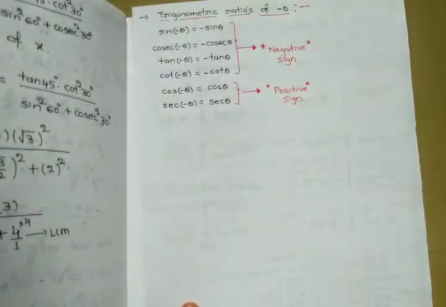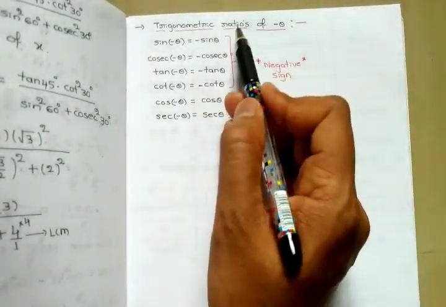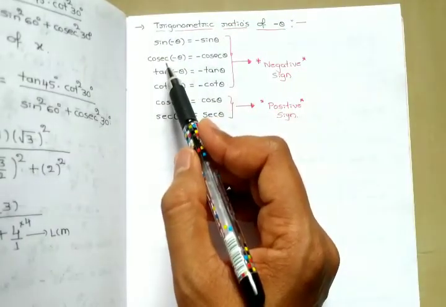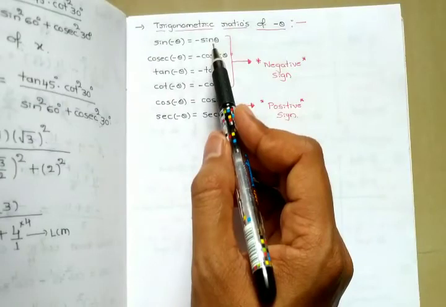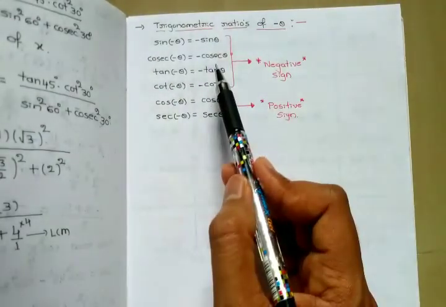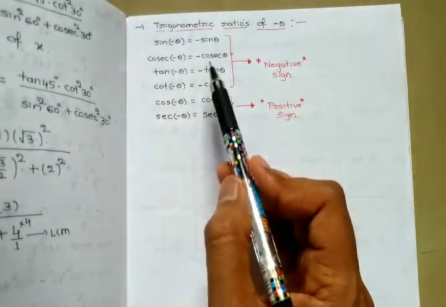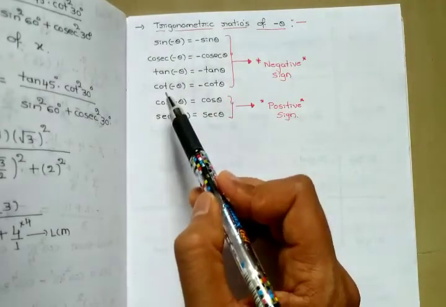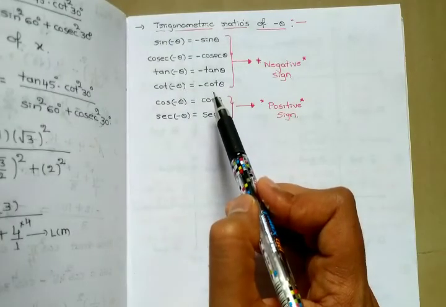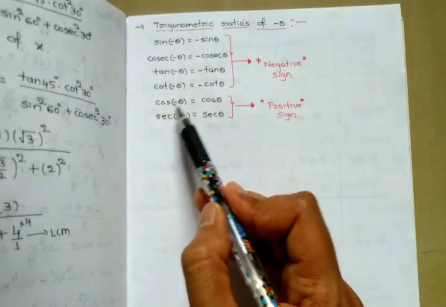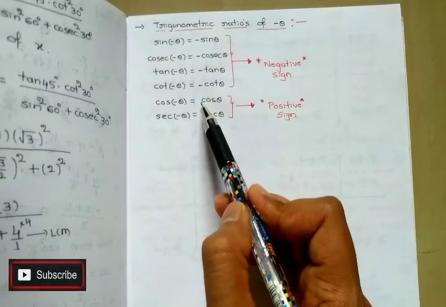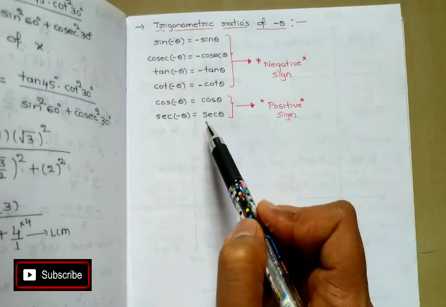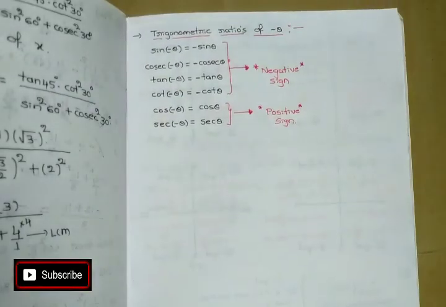Therefore, remember, in the trigonometric ratios of minus theta: sine of minus theta is minus sine theta, cosec of minus theta is minus cosec theta, tan of minus theta is minus tan theta, cot of minus theta is minus cot theta, and cos of minus theta is plus cos theta, and sec of minus theta becomes plus sec theta.